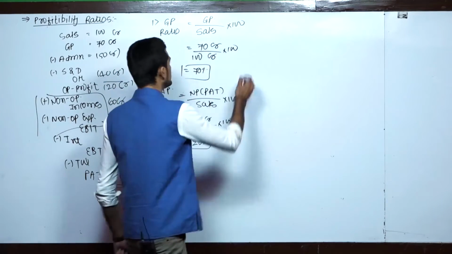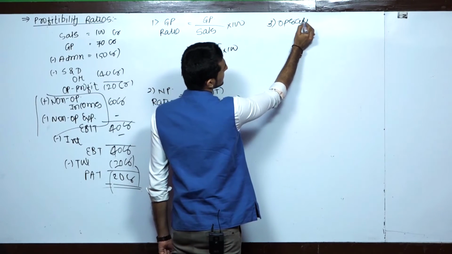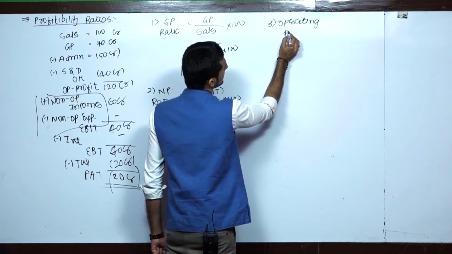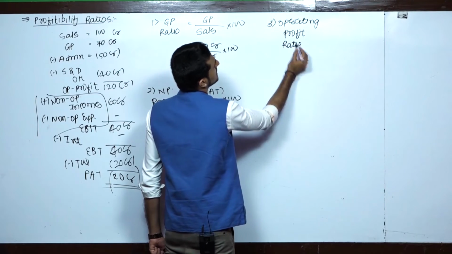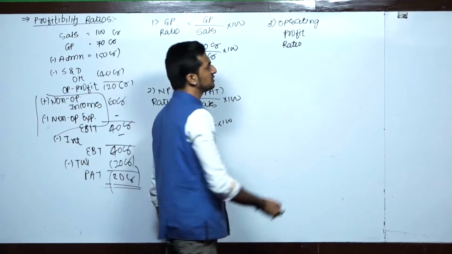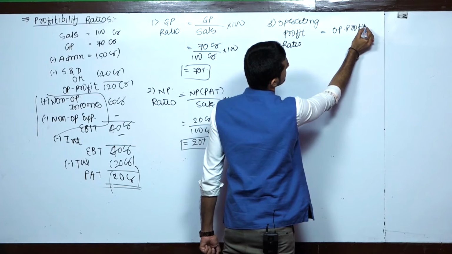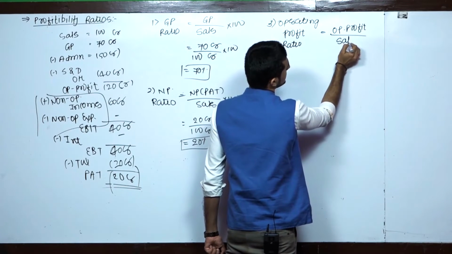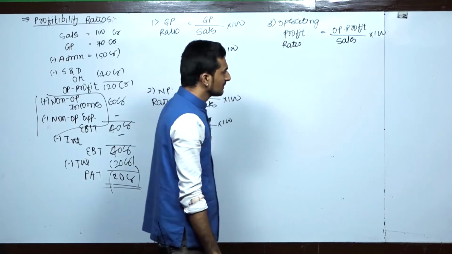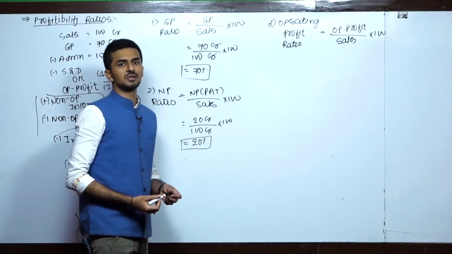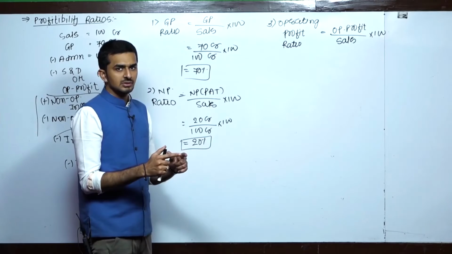So which ratio will give me a proper correct picture? The only ratio that can give me a proper correct picture is going to be the operating profit ratio. The formula is operating profit divided by sales into 100. This ratio will make a lot of sense as it removes both the limitations.